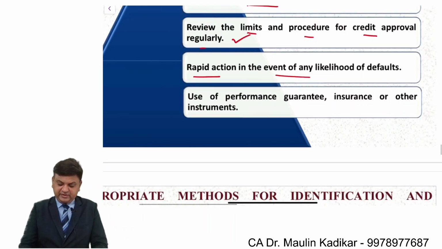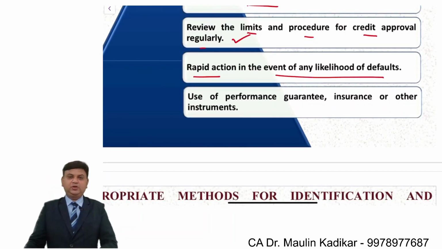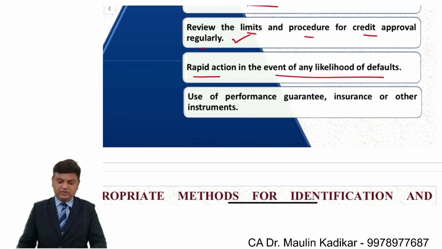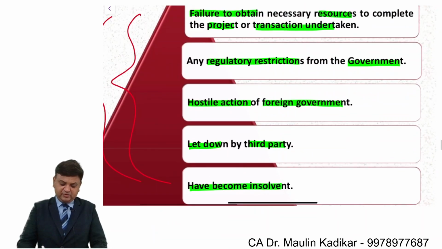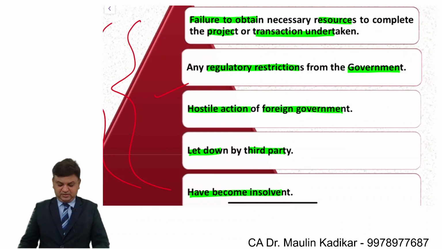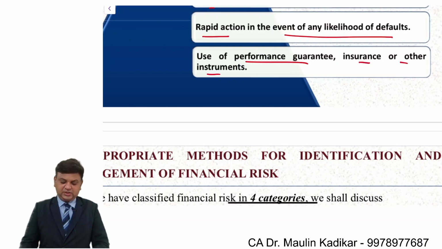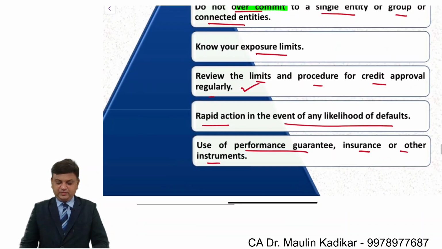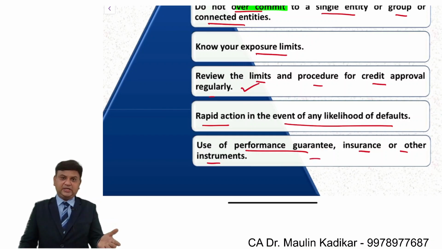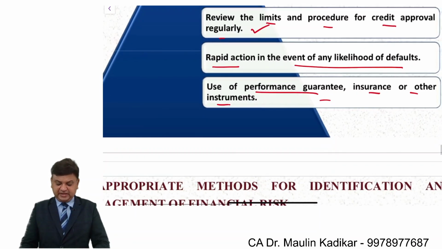Rapid action in the event of the likelihood of defaults. You should be very prompt once you have the signaling from one of these features. Use of performance guarantee, insurance or other instrument. So you may use these things at the time of entering into the transaction. That is when you are selling goods on credit or when you are making advance payment to the supplier, something like that.